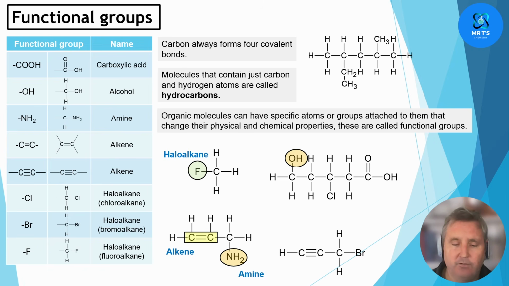If we go and look at this third molecule here, we can see it has an OH, and you can see here that an OH is an alcohol functional group. It has a chlorine. Here you can see a chlorine is a haloalkane functional group.